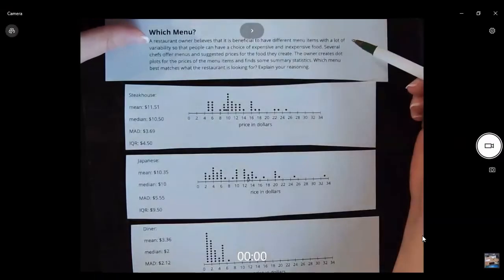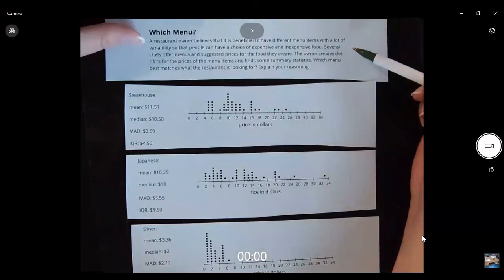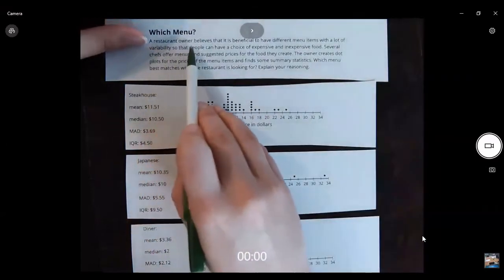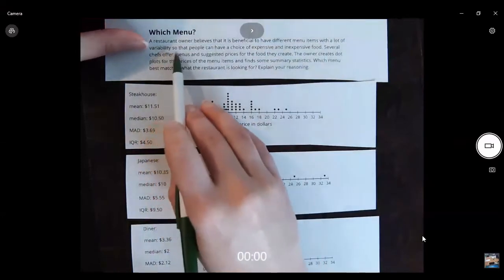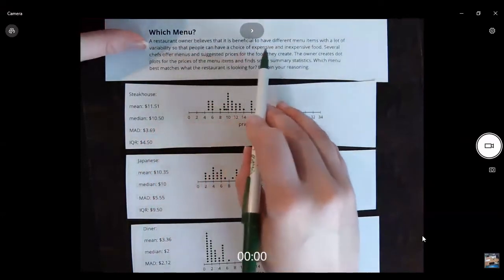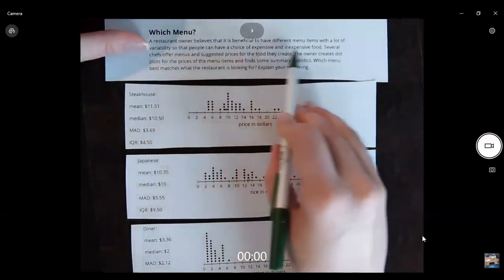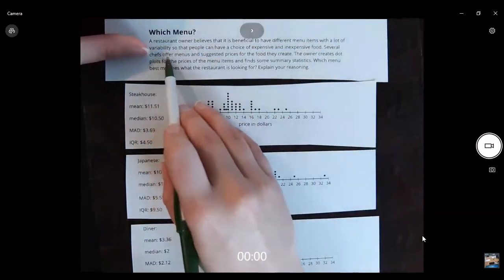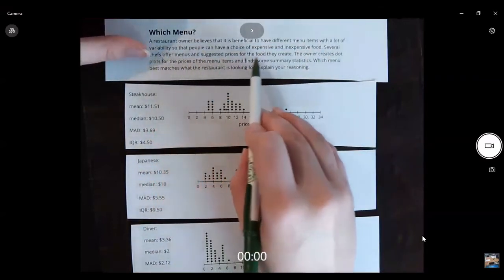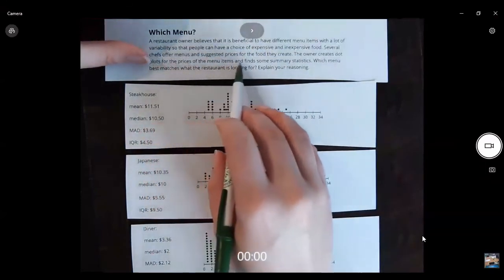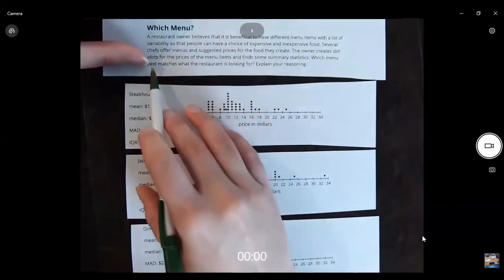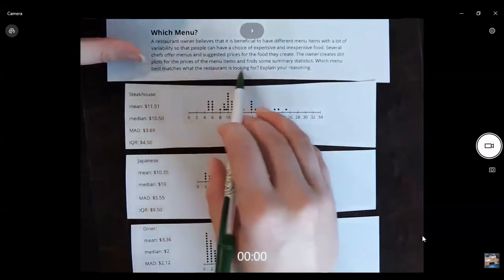Here's a scenario where variability might help us figure out which option is best. It says a restaurant owner believes that it's beneficial to have different menu items with a lot of variability so that people have a choice of expensive and inexpensive food. Several chefs offer menus and suggested prices for the food they create. The owner creates dot plots for the prices of the menu items and finds summary statistics. Which one best matches what the restaurant is looking for?